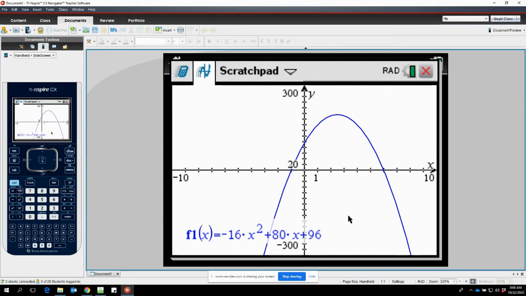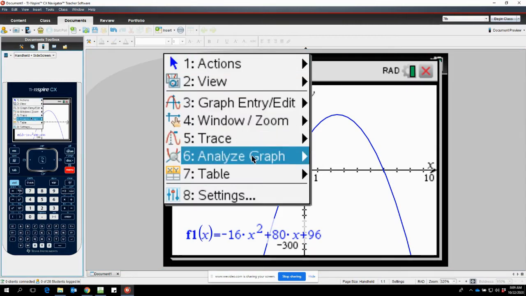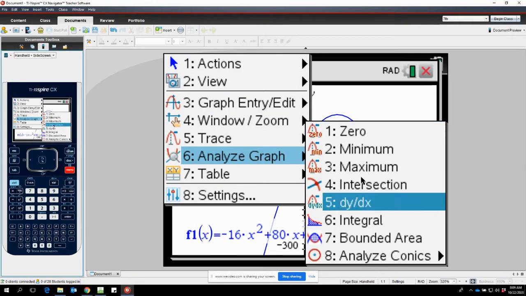Now that I have my equation graphed, I do need to find the vertex and the intercepts. Let's find the vertex. That's called the maximum. I showed you before: menu, analyze graph, maximum.